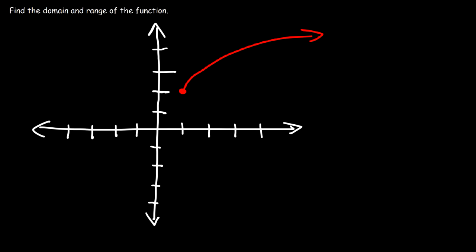Go ahead and try this example. What's the domain and range of that function? So let's start with the x values. The lowest x value is 1. Now notice we have an arrow. So this goes all the way to infinity. So therefore, the domain is going to be from 1 to infinity.